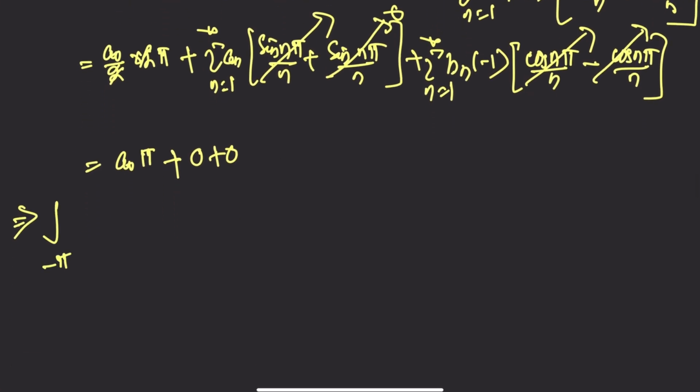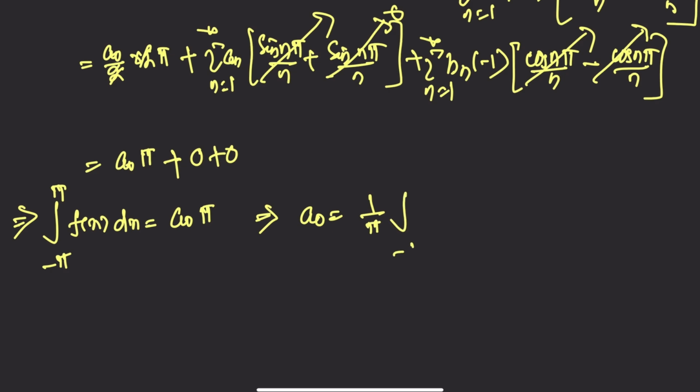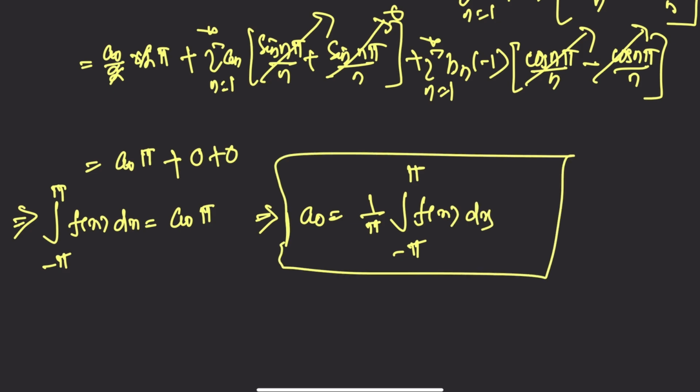That implies integral of f of x dx equals a0 pi, that is, a0 equals 1 by pi integration from minus pi to pi of f of x dx. This is the Euler formula for a0. Next is an.